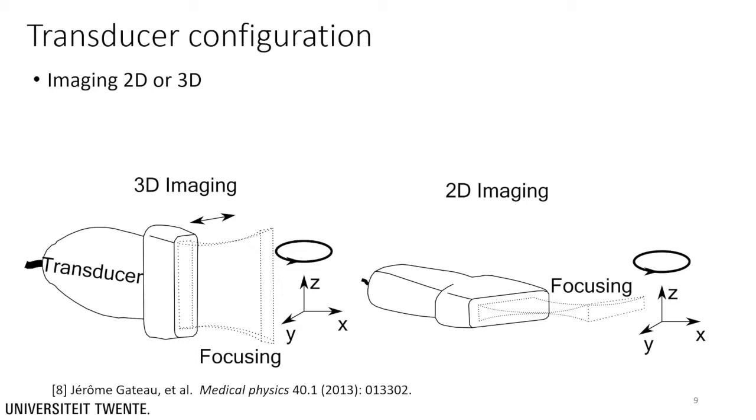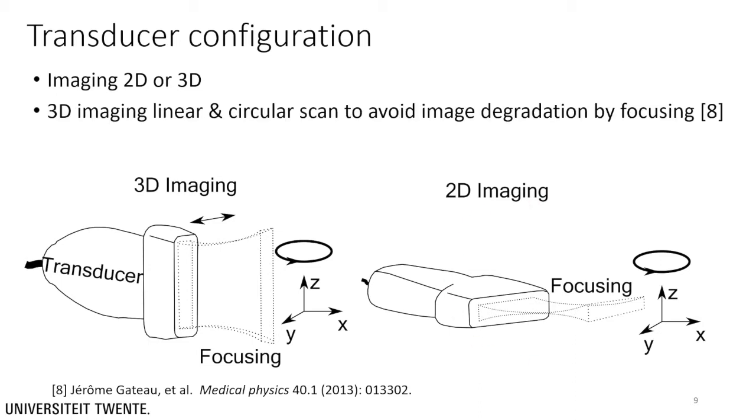For tomographic imaging, we can have two transducer configurations. If we scan with the short axis of the transducer going around the sample as shown here, we can ideally form a 3D image. And if we scan the sample using the long axis, we will get a 2D image as shown here.